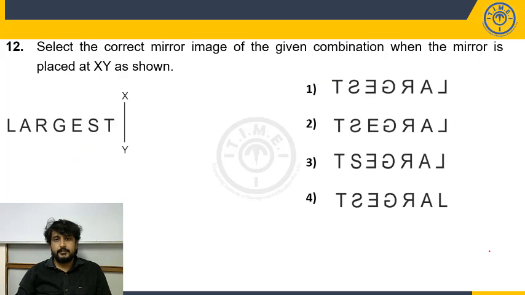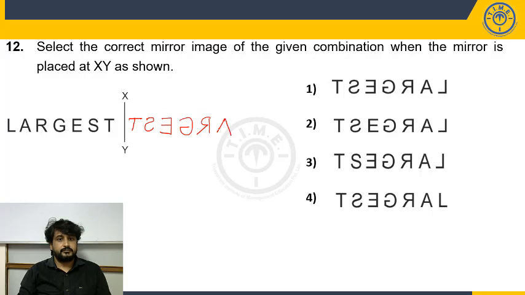Next, select the correct mirror image of the given combination when the mirror is placed at XY as shown below. So what will happen in the mirror image? The elements which are closest to the mirror will appear closest to the mirror, and far away from the mirror will appear far away. So closest to the mirror is T. So in the mirror image also it will be closest. So T will be first. S mirror image will be like this. E mirror image will be like this. G mirror image will be like this. R mirror image will be like this.